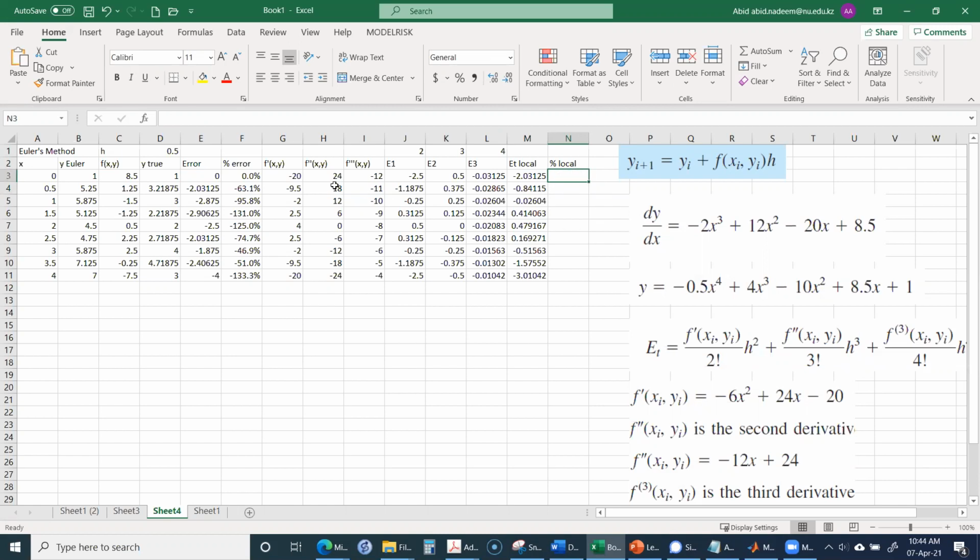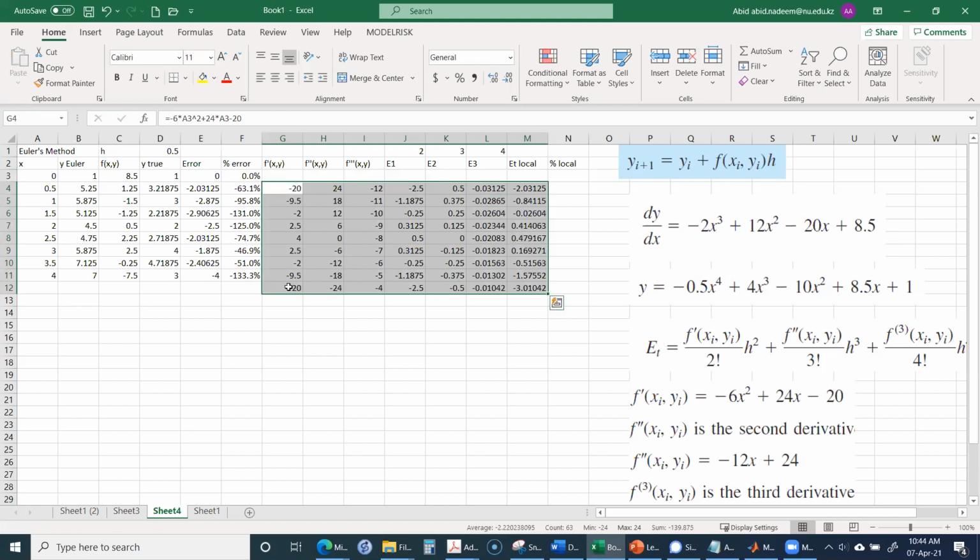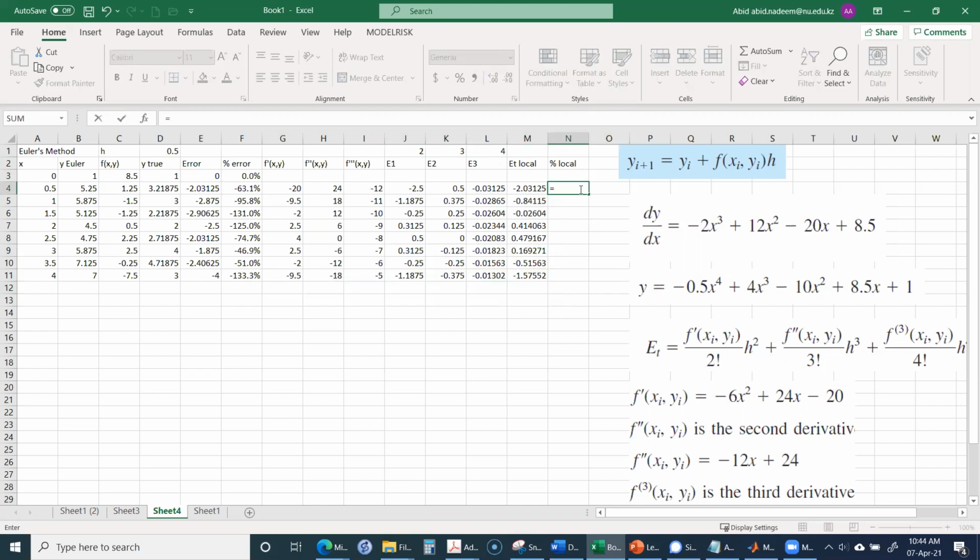Actually, one thing which I have missed over here is that these error estimates are not for this value. These error estimates are for the next value. So I will just shift these values, and then the last one I will delete, okay. So these will be the error estimates. So now the percentage local error will be equal to this divided by the true value, which is now over here, it is minus 63.01%.